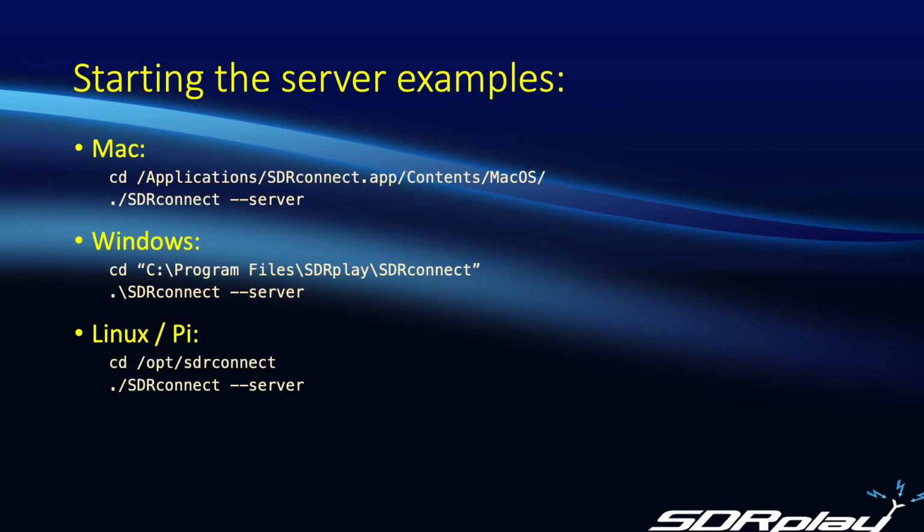If you're not using a Mac and using one of the other platforms, or indeed if you are using a Mac, the way to start the server is first to change directory to go to where the SDRconnect executable lives, and that's shown on the screen. And once you're in that directory, the various commands are shown. They differ very slightly depending on platform, and they're shown here for your reference, and also in the accompanying app note that's linked to in the description of this video.